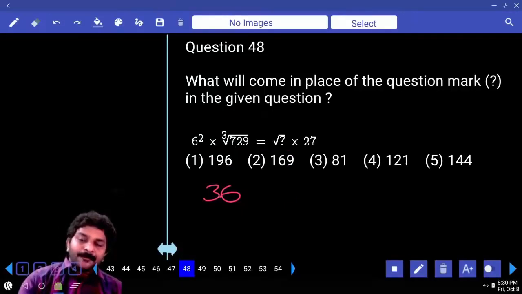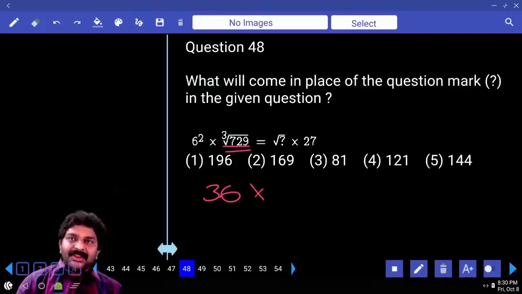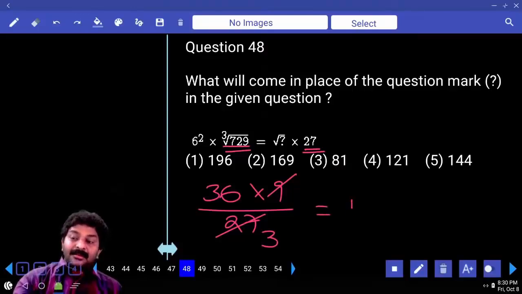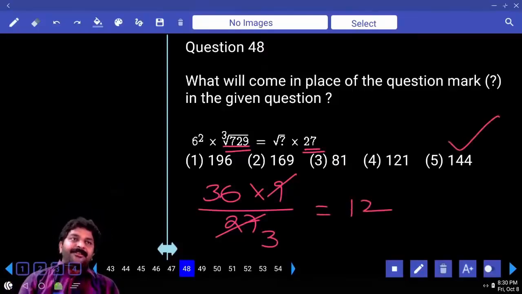6 square into 729 can be written as 9 cube. Cube root of 9 cube? 9. Right hand side 27 will come to left hand side, becomes divided by 27. 9 how many times? 36 by 3. Come on. Root x is 12, then x is equal to 12 square, 144.